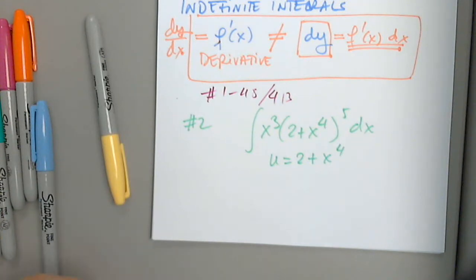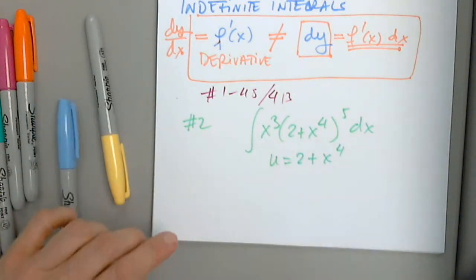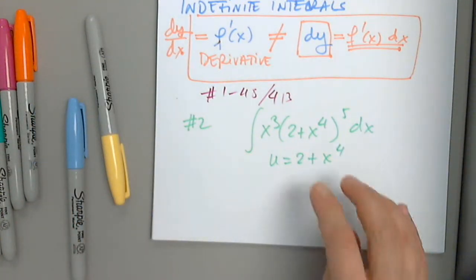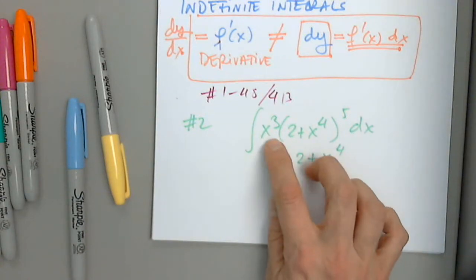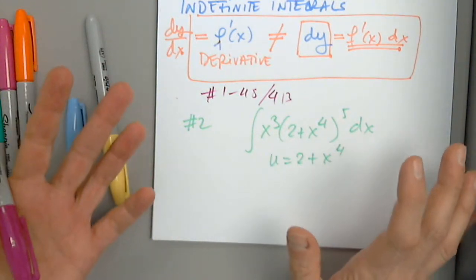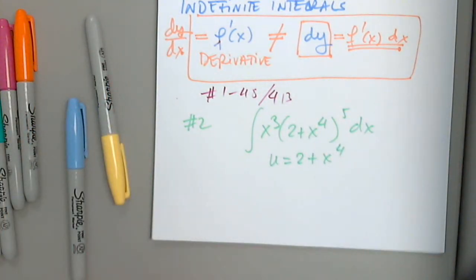Okay, so what would you normally do or think of doing? You will raise this to the 5th power. You will get 6 terms in 10 minutes, and then distribute x cubed, and then find the integral. No, that's not what we want to do.